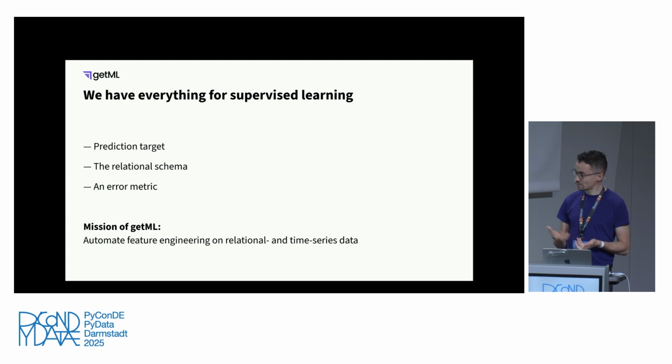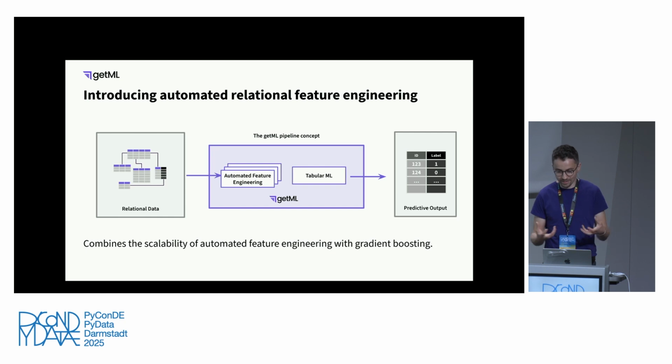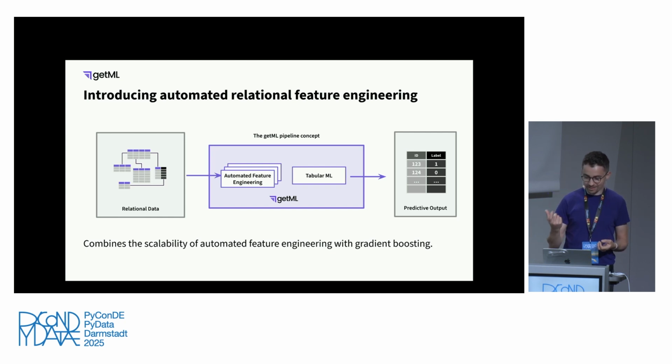And our mission as getML, or with the product getML, was to automate this laborious work of feature engineering on relational and time series data. And what does getML look like? So, I mean, it's basically filling out the one single blank that we see in every machine learning pipeline that still requires some manual work, like some work on the predictor itself. And this is this feature engineering part.